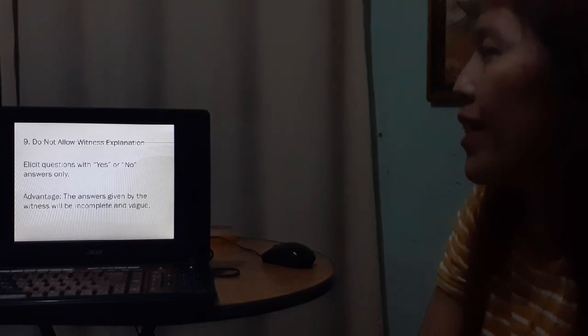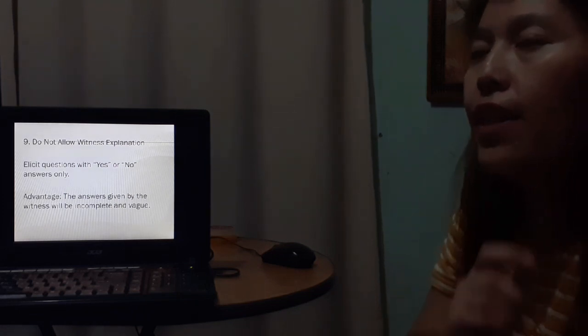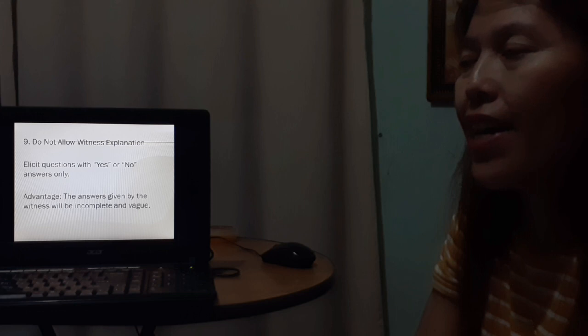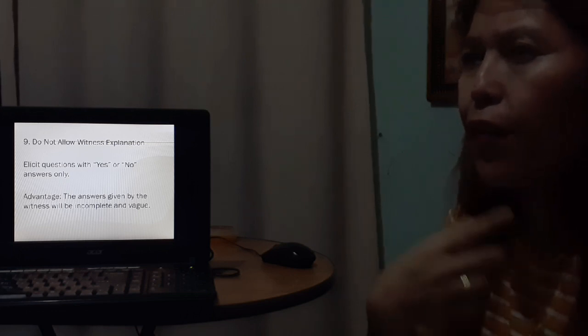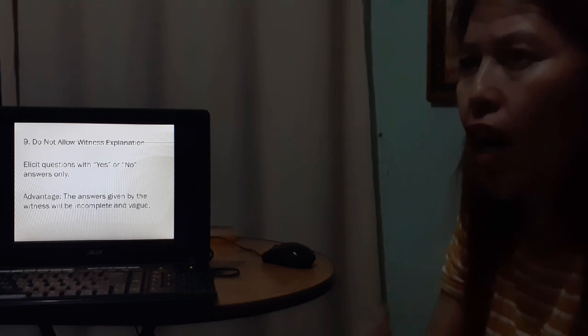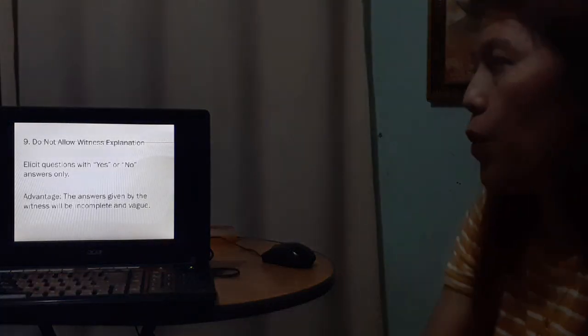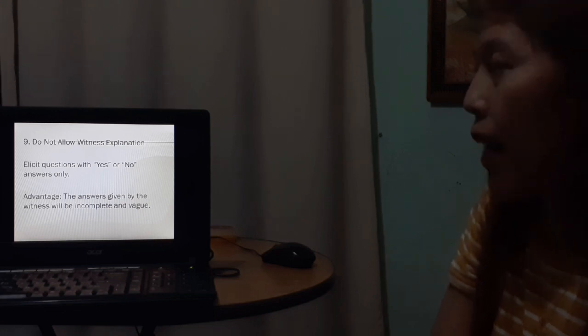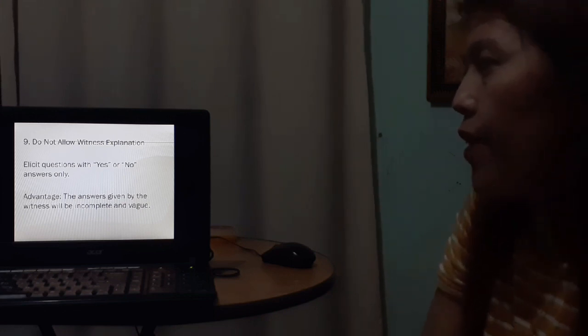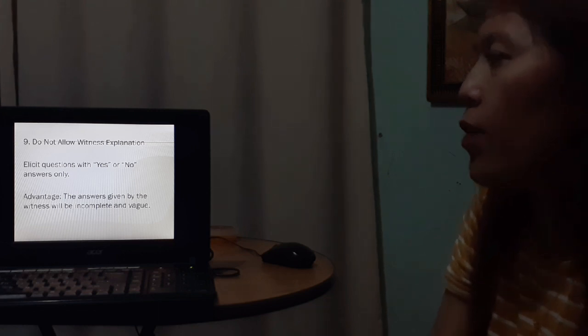Next, do not allow witness explanation. Do not let the witness explain. Remember, if you let the witness explain, the judge might listen to the witness properly, and you will give him the chance to explain himself. Do not ever do that. And what will you do so that you will not give the witness a chance to explain everything or anything? This is what you will do.